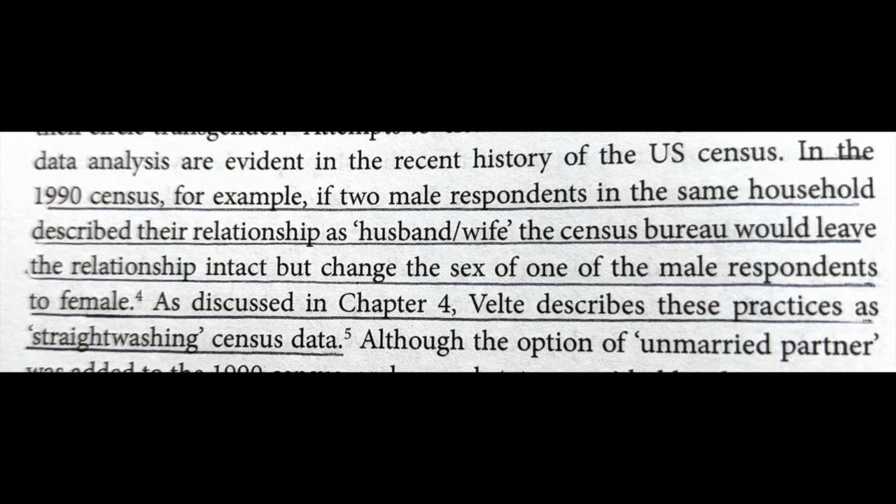He says in the U.S. Census, in the 1990 census, for example, if 2 male respondents in the same household described their relationship as husband-wife, then the Census Bureau would leave the relationship intact as a married relationship, but go back and change the sex of one of the people to male or female so that it's now an opposite sex relationship.